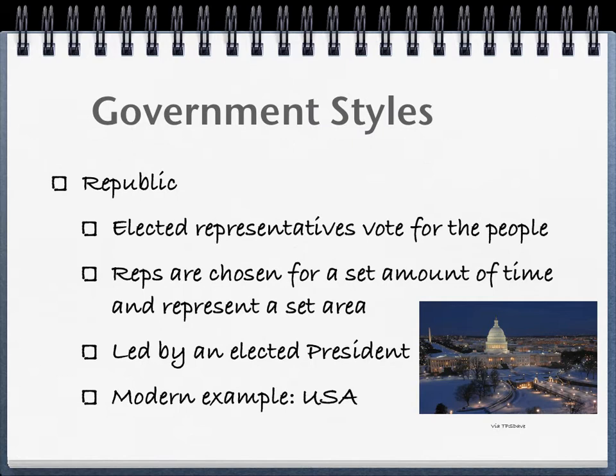They're chosen for a set amount of time and they represent an area. Here in Maine, Mike Michaud and Chellie Pingree are our current two congresspeople, and they're elected every 2 years to represent Districts 1 and 2 in Maine. We also have elected Angus King and Susan Collins as our senators. For every 6 years, they represent the entire state. Republics are also usually led by an elected president. Currently, that's Barack Obama.